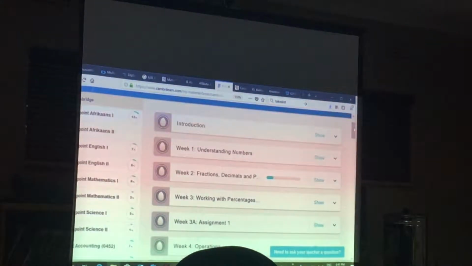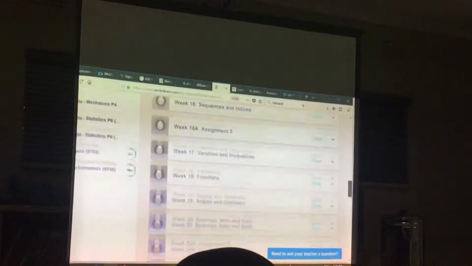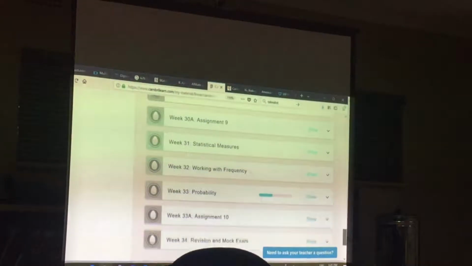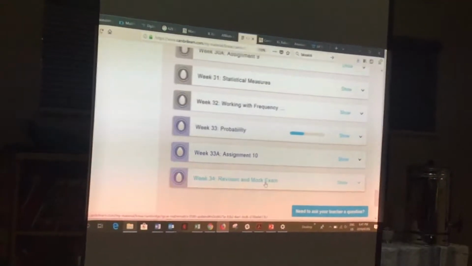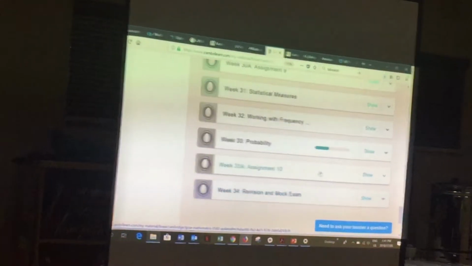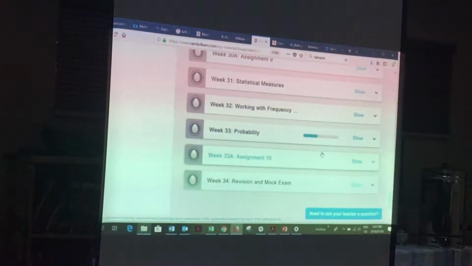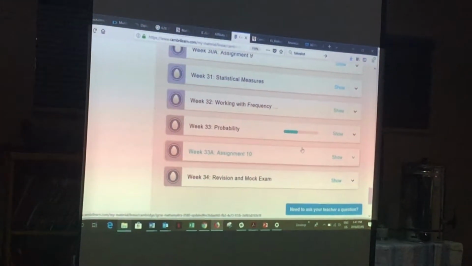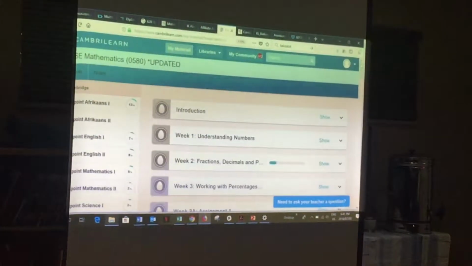So, you'll see first of all that there's week 1, 2, 3 broken down up until week 34, which ends on a mock exam, revision and mock exam. That is the same structure for every subject we cover. Every subject is covered, the full year syllabus, in 34 weeks, 34 teaching weeks.